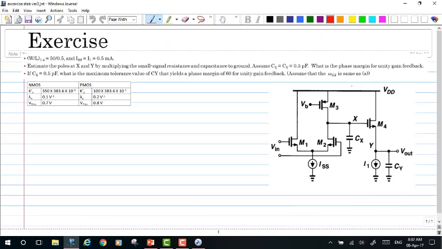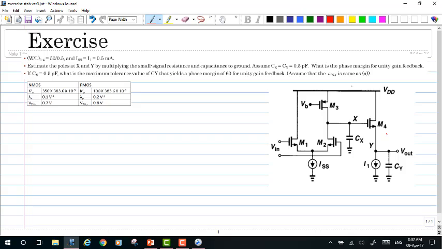Now let us try to do an exercise problem. Till now we have represented the open loop system transfer function as A of S. Now let us consider a real circuit, something like this, and let us calculate the value of this A of S, or this open loop system transfer function. The circuit here basically contains two stages, and each stage has a single pole.